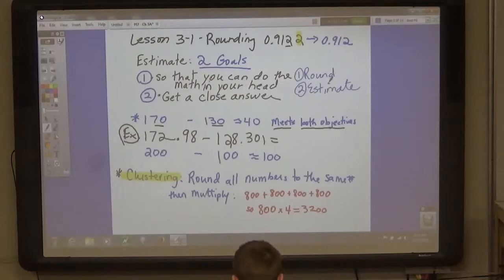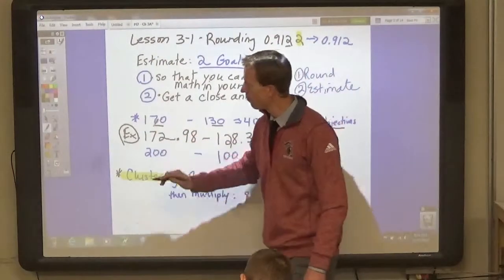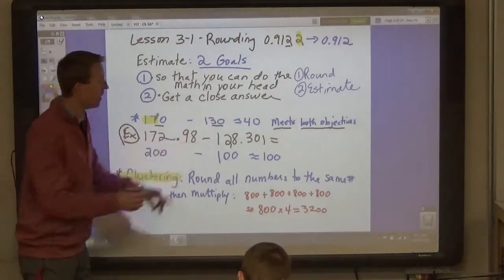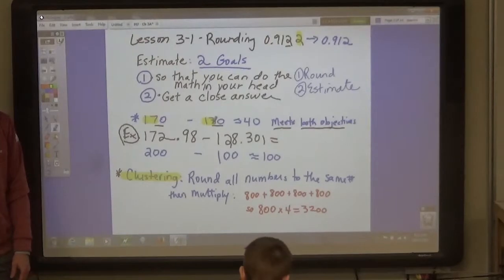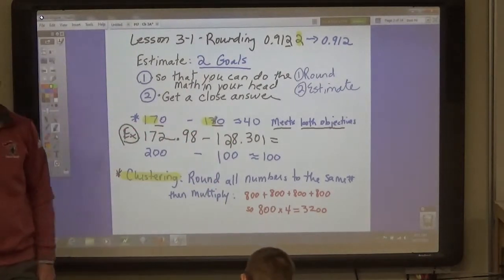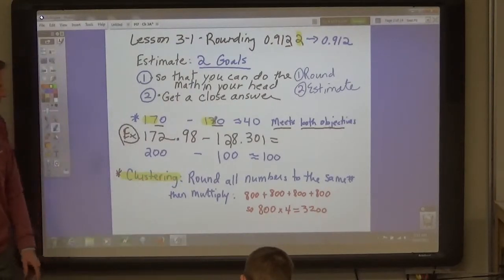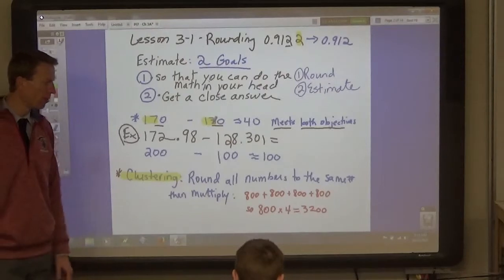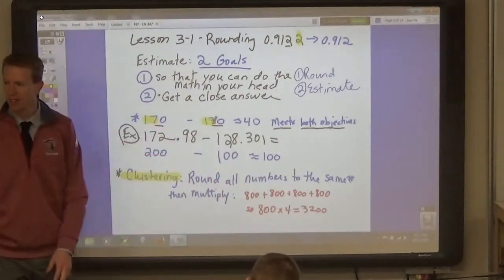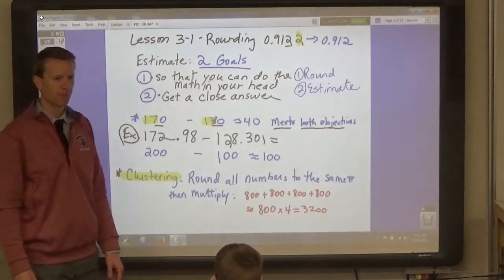Many times you can use 2 digits from the first number minus 1 digit from the second number. It's called 2-digit front-end estimation when you use the first 2 digits, and then either 1 or 2 digits from the second number. Think 17 minus 13. It's 4. So 170 minus 130 is 40. Make sense? Clustering is another term that you might see. It basically means rounding all the numbers to the same number and then multiplying to get the answer. So if you have a bunch of numbers that are close to 800, round them all to 800 and then multiply it by 4. That's what clustering means. Okay?